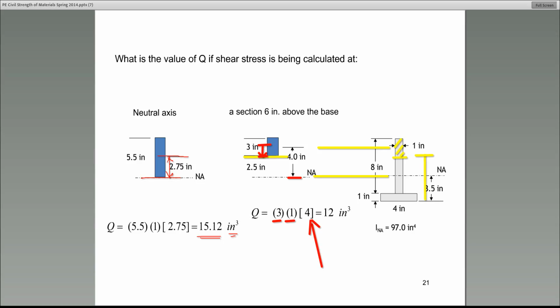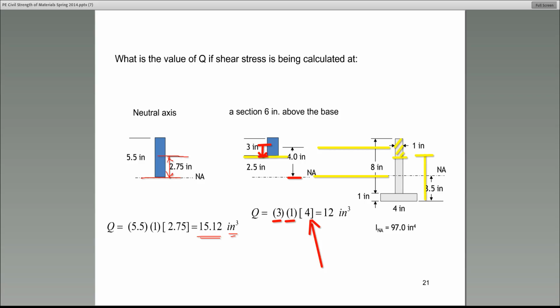Benjamin says, is it always area above neutral axis? Can it be below? Absolutely, yes. In fact, the Q value, and everybody, I want you to pay attention to this. The Q value, you can use the area either above or below the section that you're interested in. Here, I only said above because I didn't want to confuse you. But I can get the same Q value whether I use the area above or below.